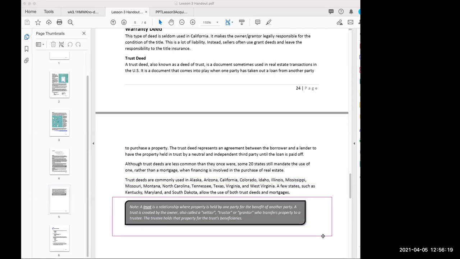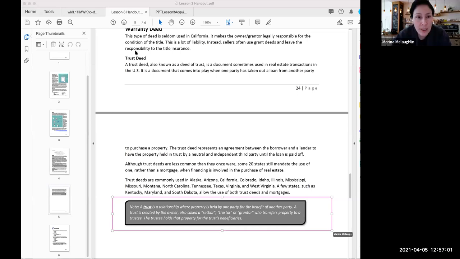And then down here it says, we talked about this before, you want to read it? A trust is a relationship where property is held by one party for the benefit of another party. A trust is created by an owner, also called a settlor, trustor, or grantor, who transfers property to a trustee. The trustee holds that property for the trust's beneficiary. Excellent. Thank you so much.